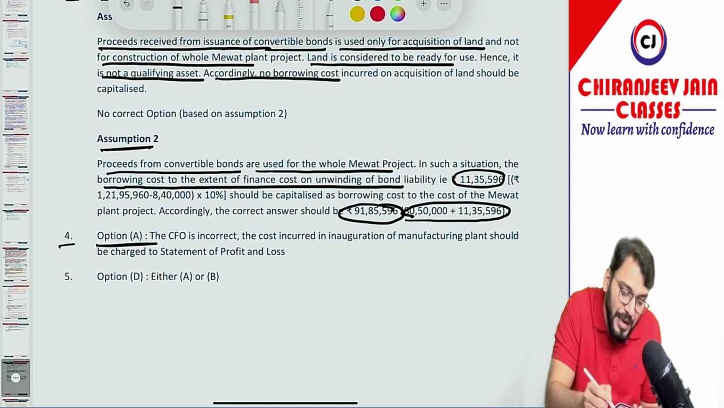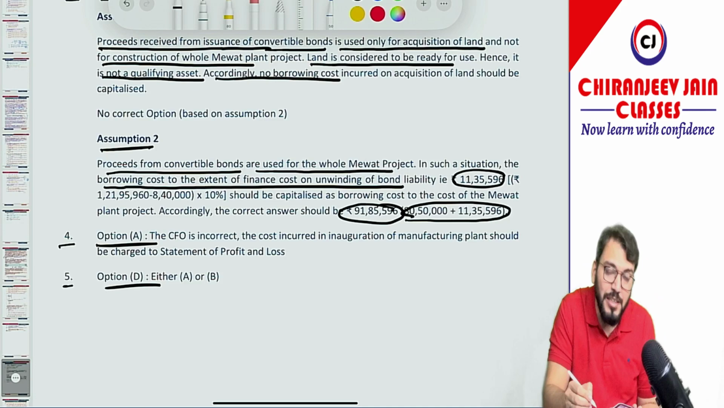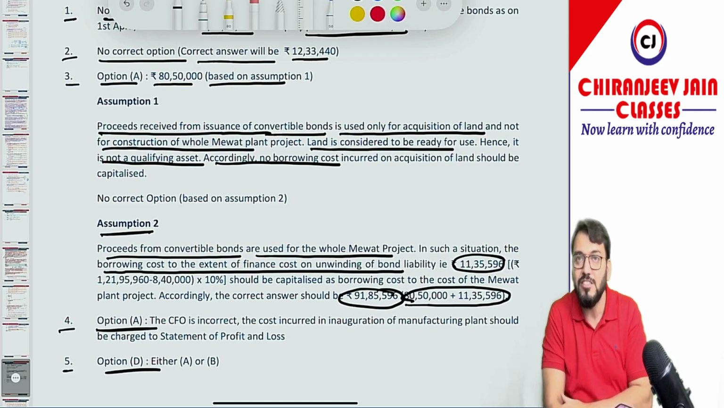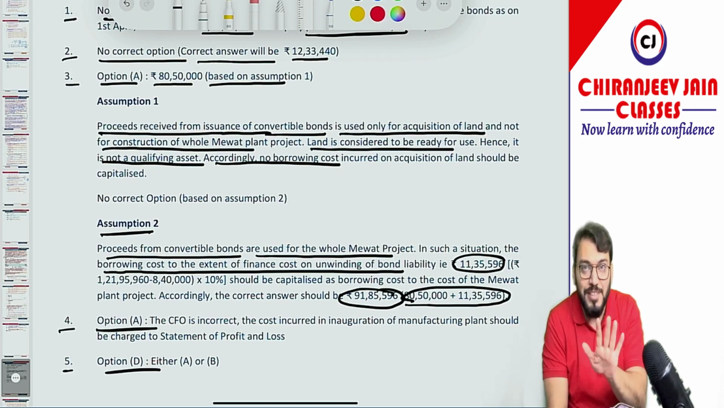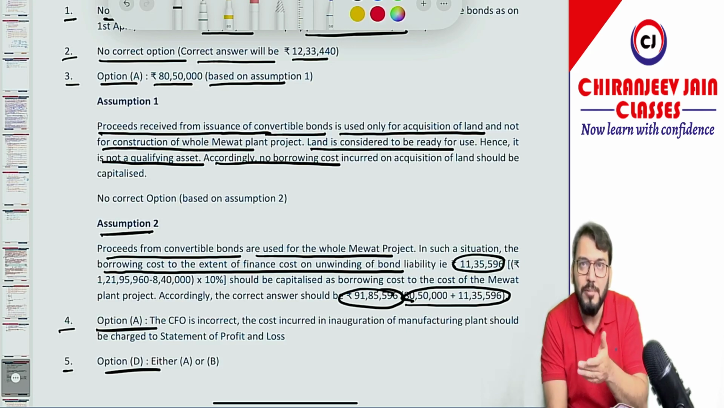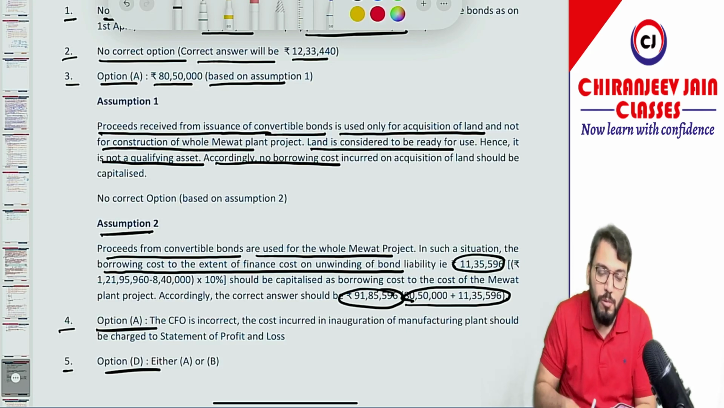Point number 4, option number A. Okay, point number 5, option number D. I hope you have understood that this was a good question. I will say the first and second part of this case study was good, provided they have given the correct option. Understood? I hope you might have had doubts when you did it, so the doubts are now resolved.